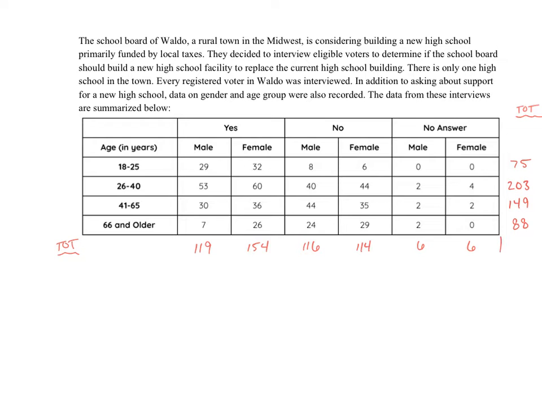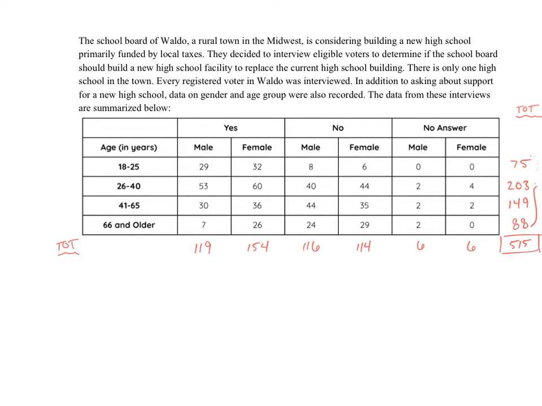And so another important number to have here is then how many total people took this survey. And they did say that every registered voter in Waldo was interviewed. So really what we're asking here is how many registered voters are there in this town? And if I add up all of these numbers, I get 515, and I should check to make sure that's actually true of these numbers as well. And when I do that, I also get 515. So that just lets me know that I didn't make a mistake in adding my numbers together, because if those came out differently, then it would be likely that I did something wrong when adding.